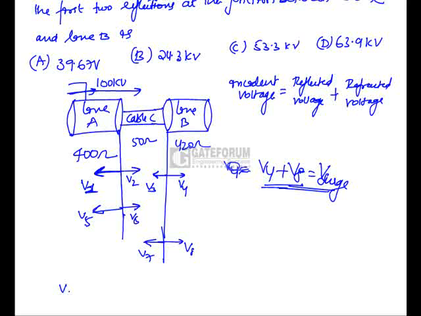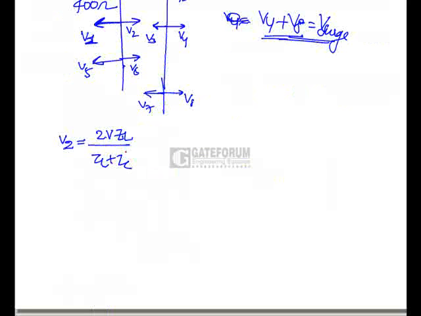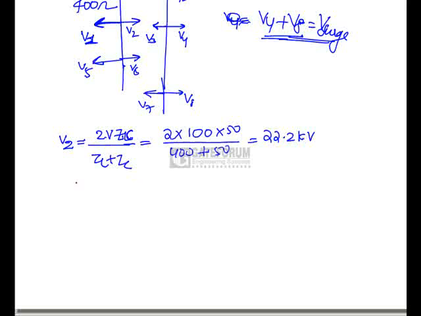First, what is V2? V2 is equal to 2V ZL by ZL plus ZC. Recollect the formulas in wave traveling. He has given the incident voltage as 100, so 2 into 100 into 50 by 400 plus 50, ZC by ZL plus ZC, which is equal to 22.2 kilovolts.